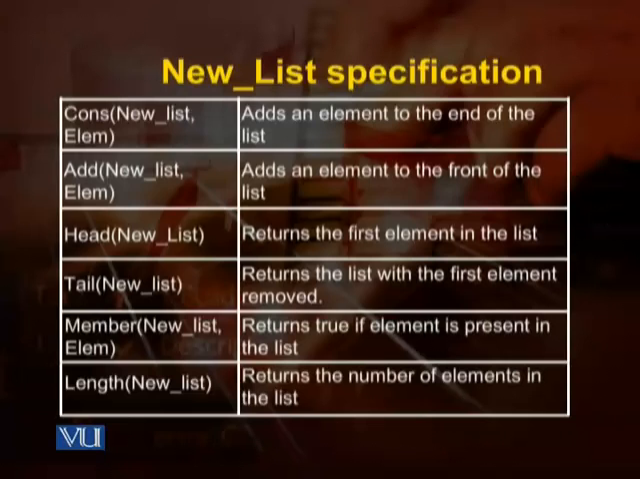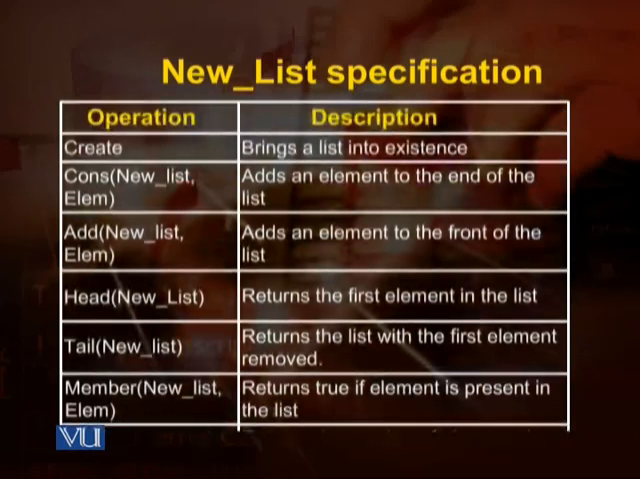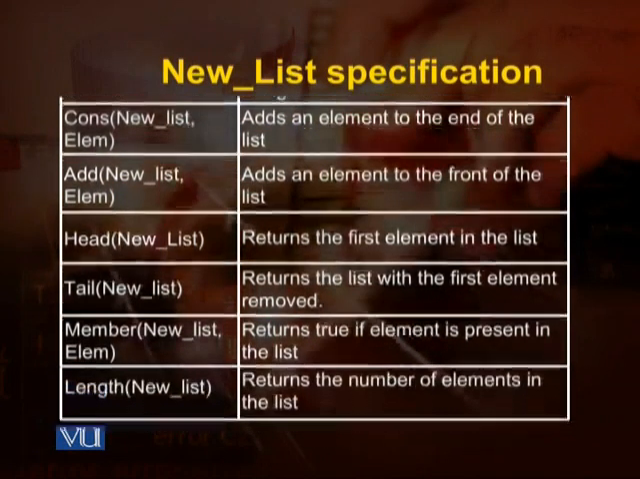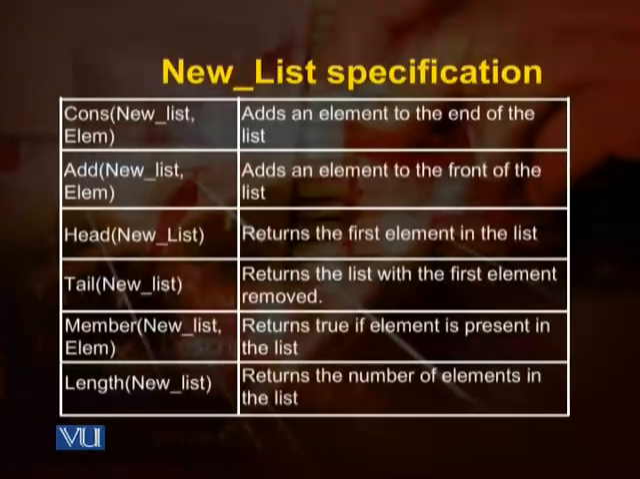If we look at these methods closely, we observe that there are a number of methods which have already been defined with exactly the same semantics. This is important to note. And these methods are create, which brings a list into existence, cons, which adds an element to the end of the list, head, which returns the first element in the list, tail, which returns the list with the first element removed after chopping the first element, and length, which returns the number of elements in the list.